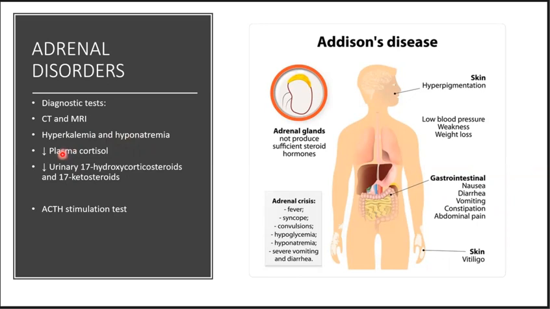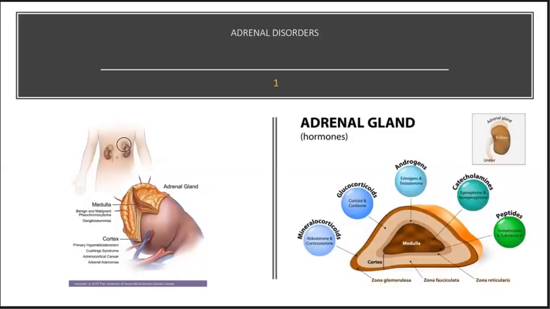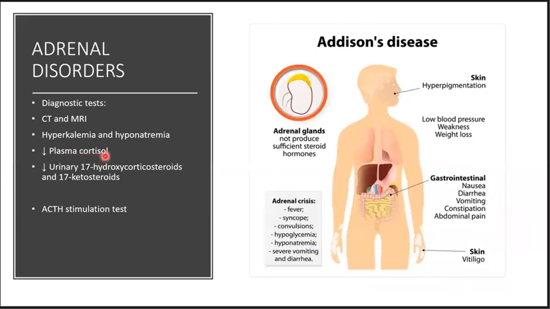Also, our plasma cortisol, because we are not having the cortex produce these hormones, so you're going to see decreased plasma cortisol. We'll also see decreased urinary 17-hydroxycorticosteroids and 17-ketosteroids. So these would also be decreased in the urine.